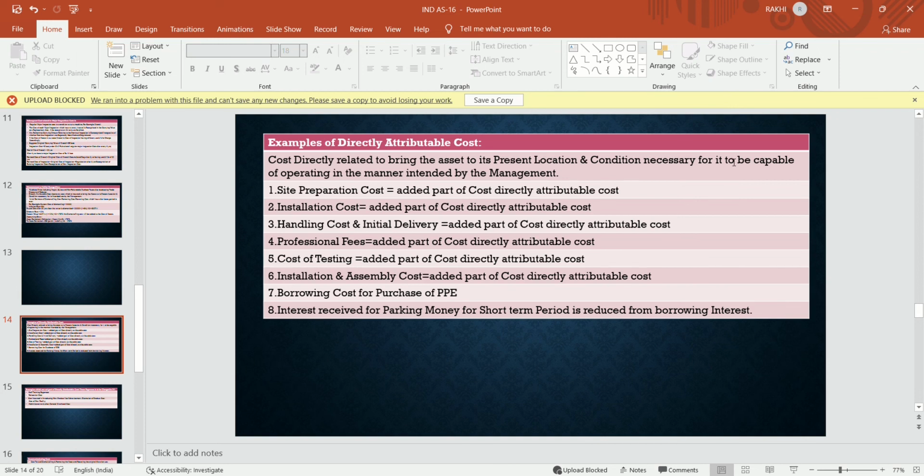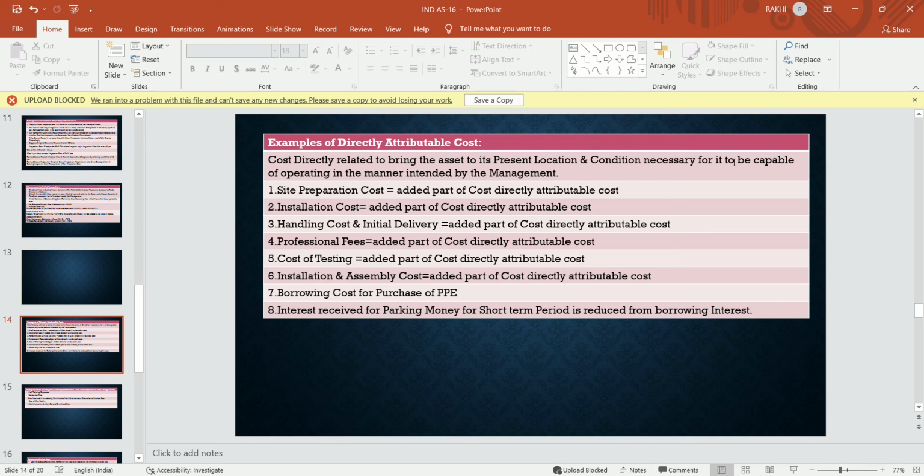Some examples of directly attributable cost. What are the directly attributable costs? Cost which is related to bringing the asset to its present location and condition necessary for it to be capable of operating in the manner intended by the management. Suppose any cost incurred, like site preparation cost, installation cost, any cost incurred to prepare a site to fit the machinery, that cost is to be added as a directly attributable cost. Installation of machinery, without installation the machine will not run, that cost is to be added as a directly attributable cost. Handling and initial delivery, because the handling cost and delivery cost is to bring that asset to its present location where the machinery is used for production purposes, then that cost is directly attributable.